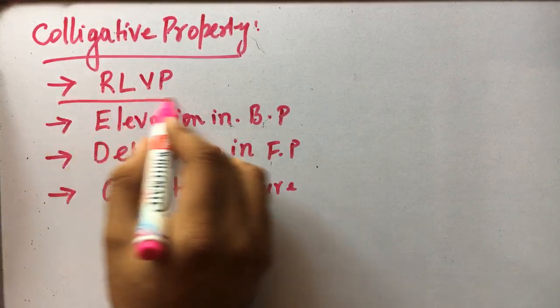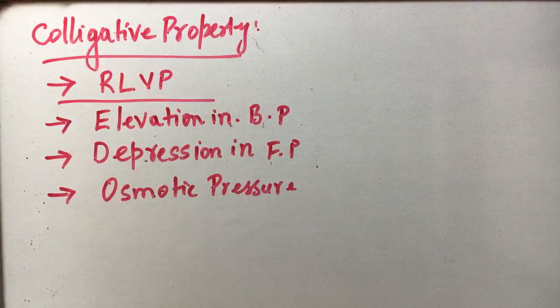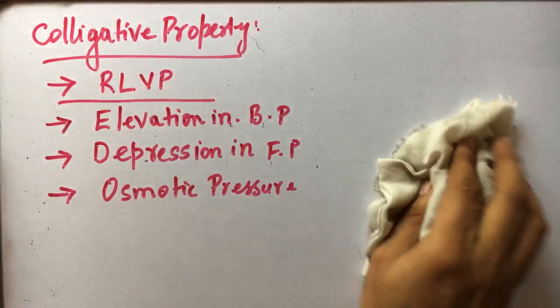In the last class, we have studied in detail about RLVP. So let me go ahead with RLVP. What is relative lowering of vapor pressure? We have already derived it at a glance. We need to derive that, then we have to solve the problems on that. As I told you, one problem is definite based on colligative properties.